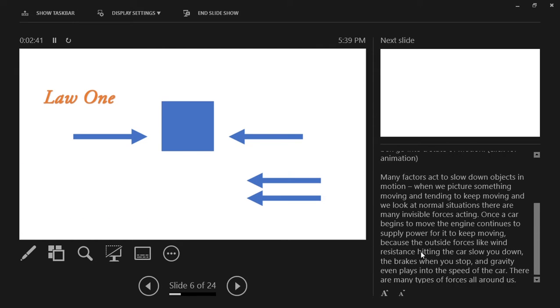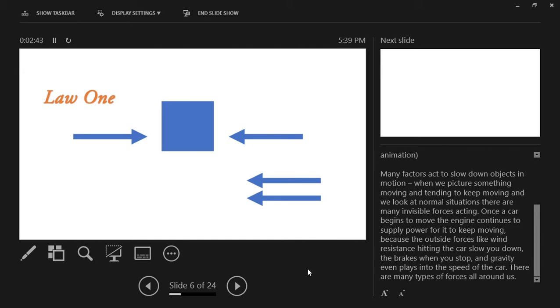Many factors act to slow down objects in motion. When we picture something moving and tending to keep moving, and we look at normal situations, there are many invisible forces acting. Once a car begins to move, the engine continues to supply power for it to keep moving, and outside forces like wind resistance hitting the car slow you down, the brakes when you stop, and gravity even plays into the speed of the car. There are many types of forces all around us.